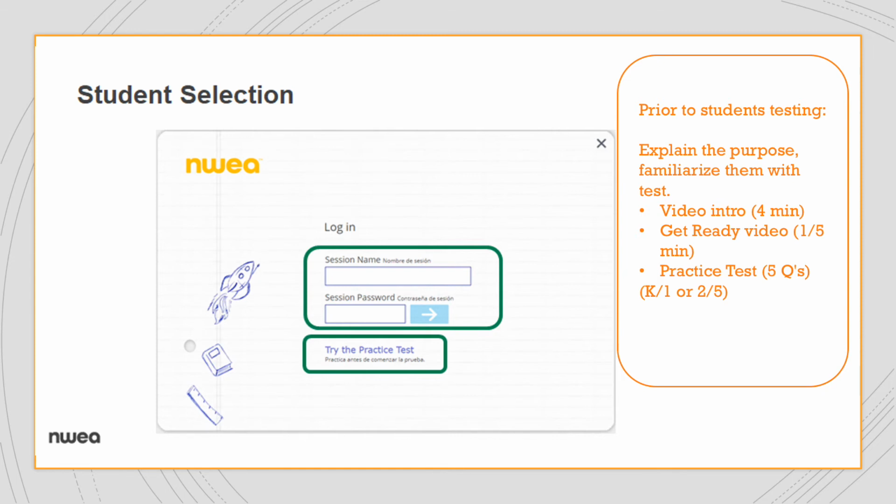Once students are ready to actually sit down in front of the computer, they're going to go to My Passco Connect. They're going to click on the NWEA app, and it's going to pull up a login screen for them.